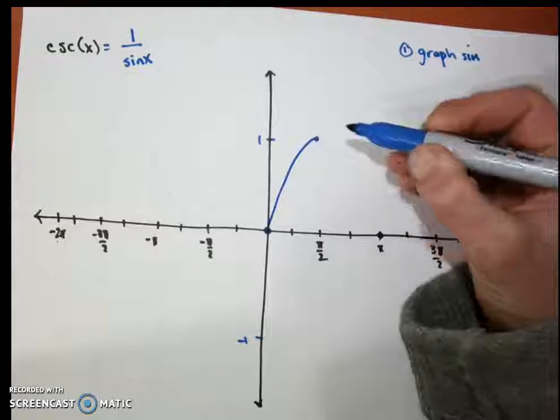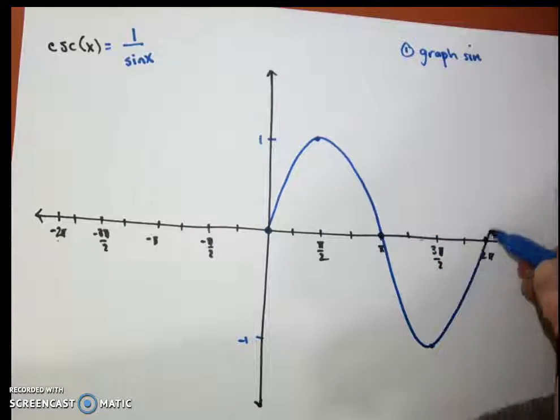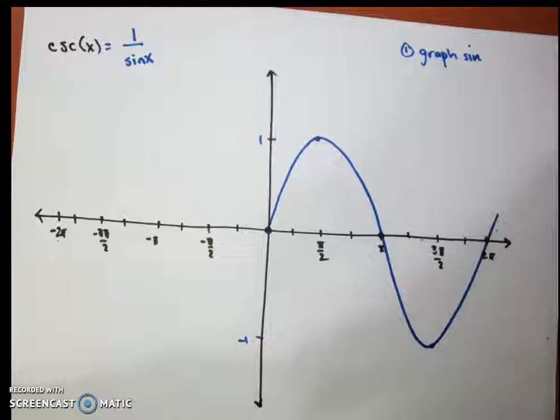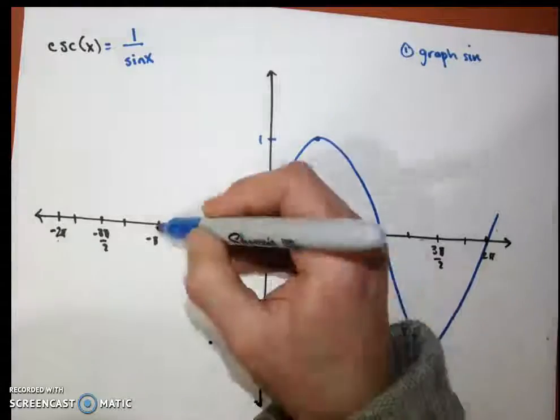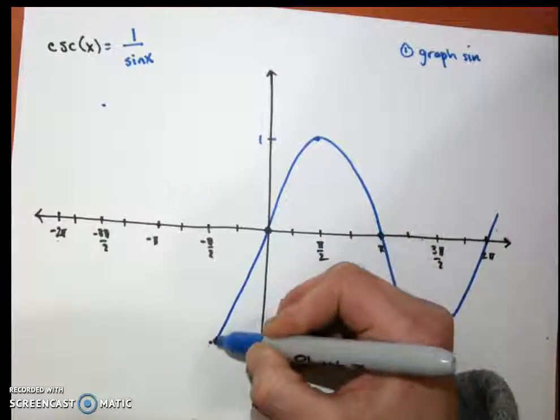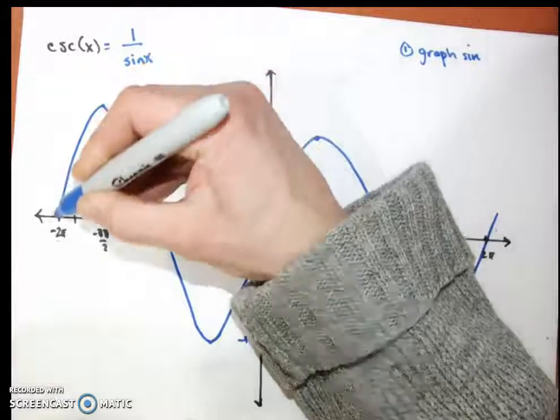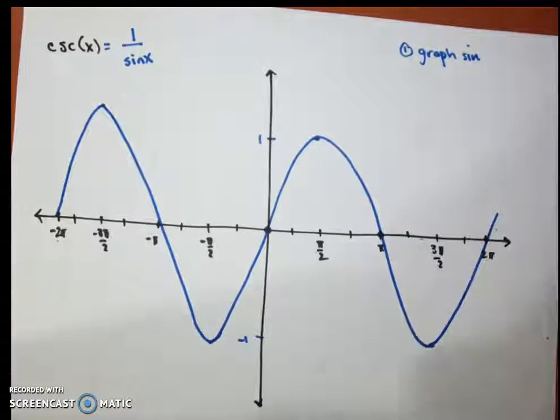So we have our nice sine curve, which looks something like this. It keeps on going, and it's symmetric through the origin on the other side. So there's our graph of sine.